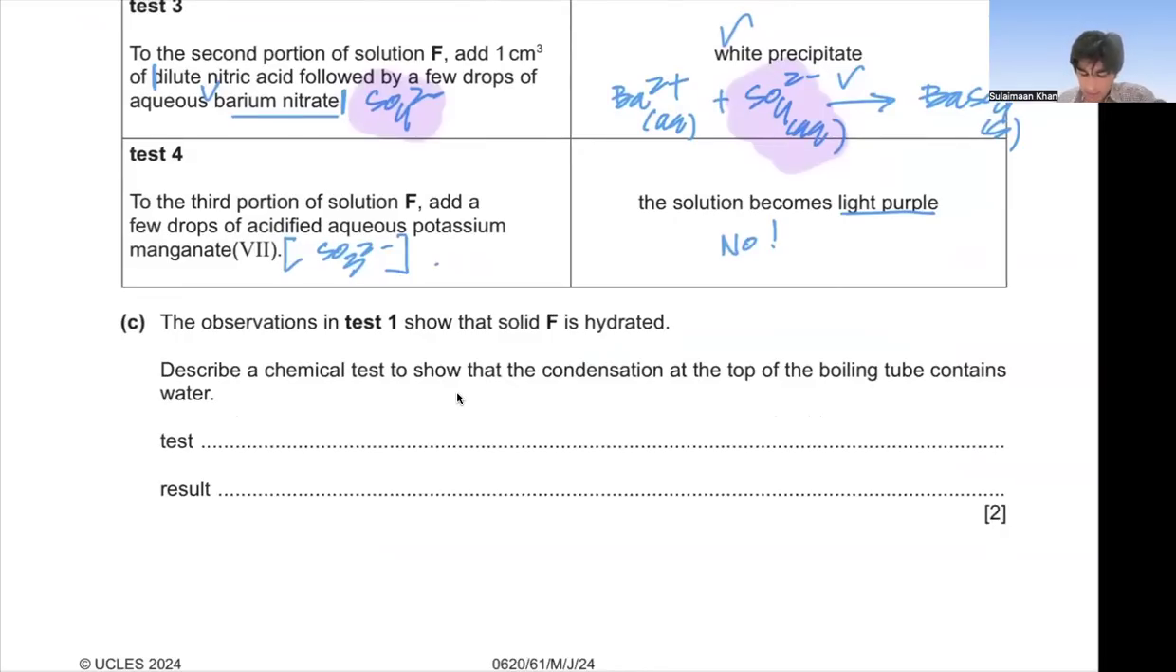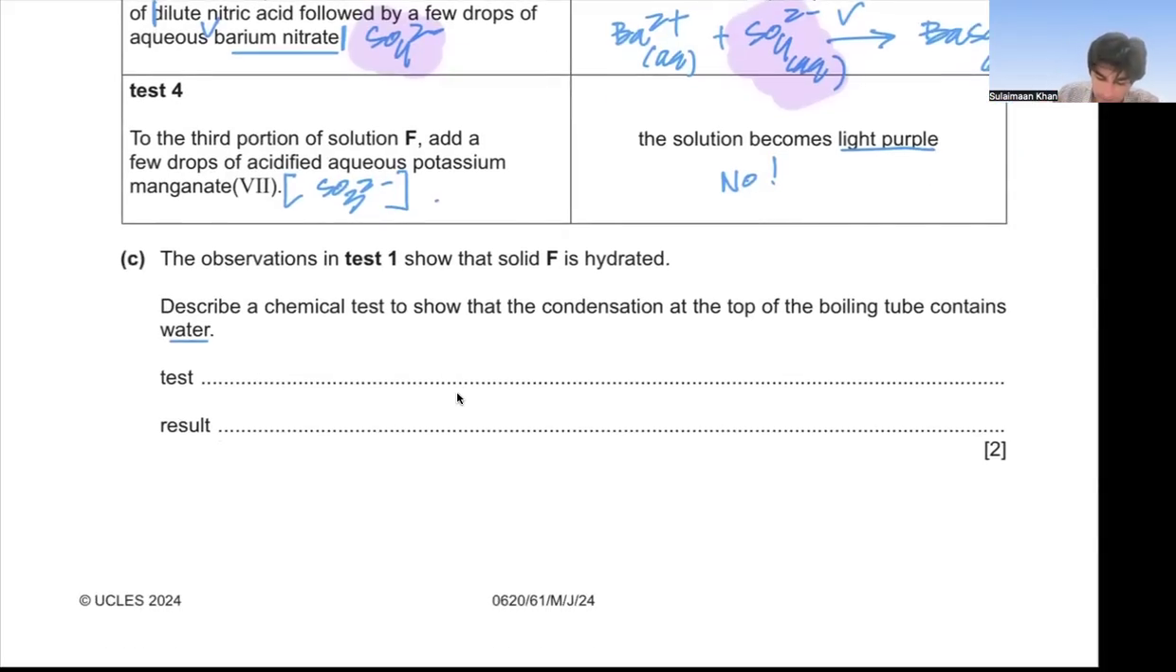Describe a chemical test to show that the condensation at the top of the boiling tube contains water, right? So how do you test for water? You could use any test. It's your choice. Do you add aluminum foil in the solution or... irrelevant. Leave it. But you just need to know you add aluminum foil. That's it. So what do you test for water?